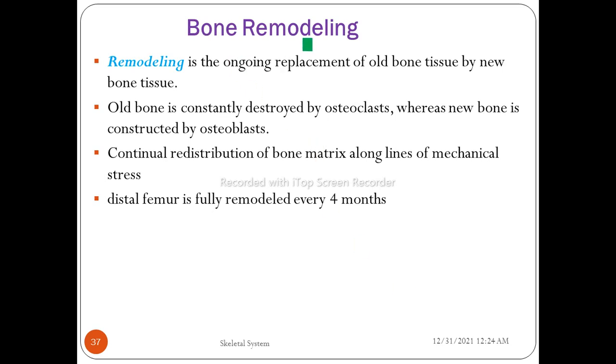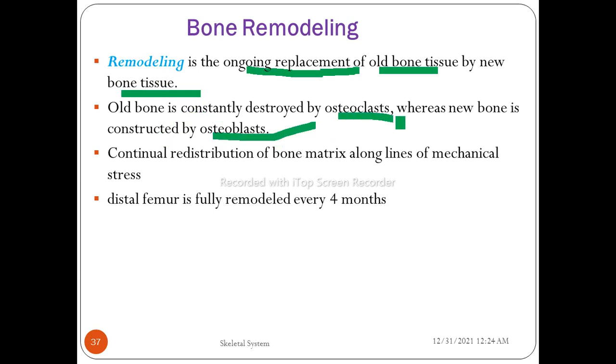The other process is bone remodeling. Bone remodeling is the ongoing replacement of old bone tissue by new bone tissue. This is known as remodeling. Old bone is constantly destroyed by osteoclasts, whereas new bone is constructed by osteoblasts. Osteoblasts form new bone, whereas osteoclasts destroy the old bone cells. There is continual redistribution of bone matrix along the lines of mechanical stress. The distal femur is fully remodeled every 4 months by these two processes and two cells.